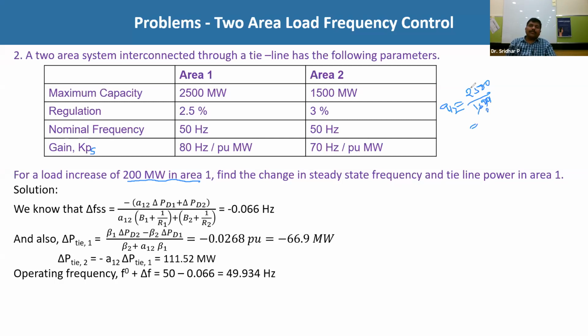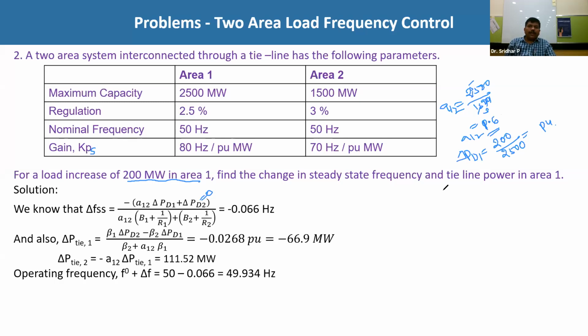So we will get 1.6 something. So we are going to get A12 equal to this. And second one is delta PD1. Step by step I am calculating delta PD1. Now he has given 200 megawatt, and area capacity is 2500, so we will get some per unit value. So this is the delta PD1. And second one, delta PD2, straight away it will be 0.